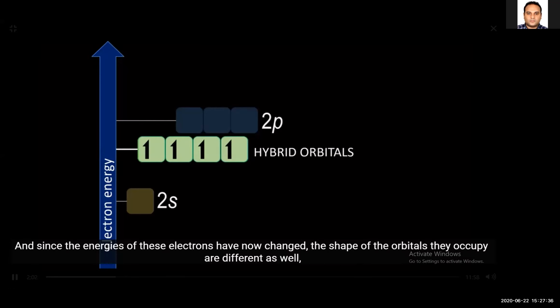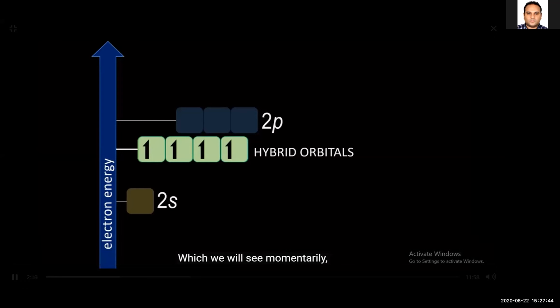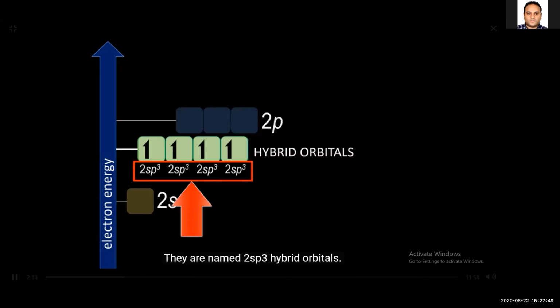And since the energies of these electrons have now changed, the shapes of the orbitals they occupy are different as well, which we will see momentarily, and those are called hybrid orbitals. They are named 2sp3 hybrid orbitals.